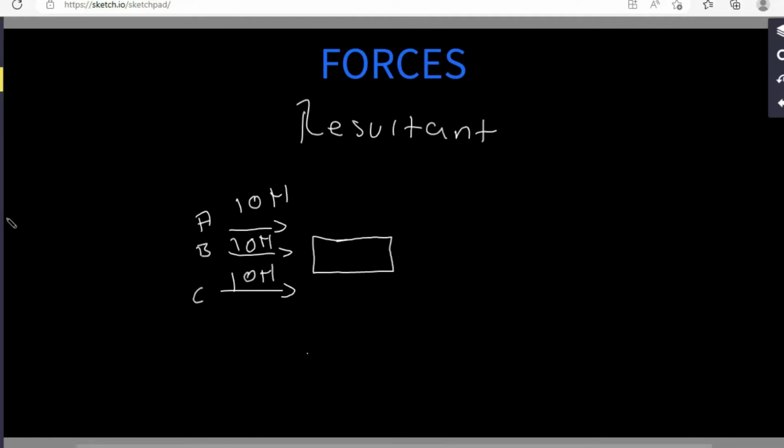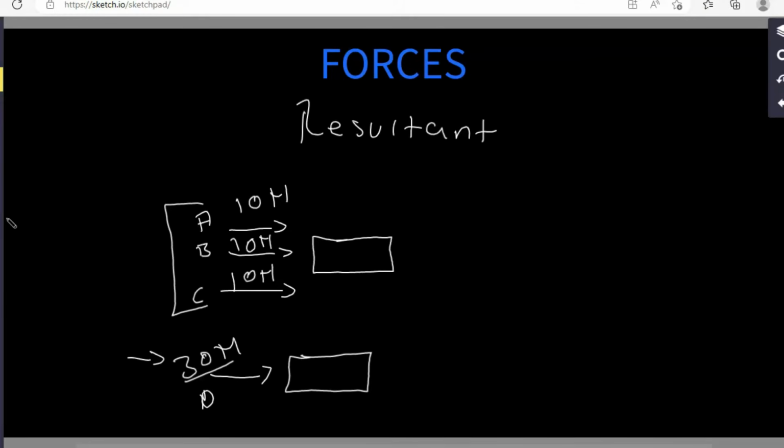If we can get a single person who can say, I can apply that 30 newtons alone, we are going to say it's D. This force is the resultant force of these three, because it's the force that we can replace these three with but still get the same effect, which is 30 newtons.